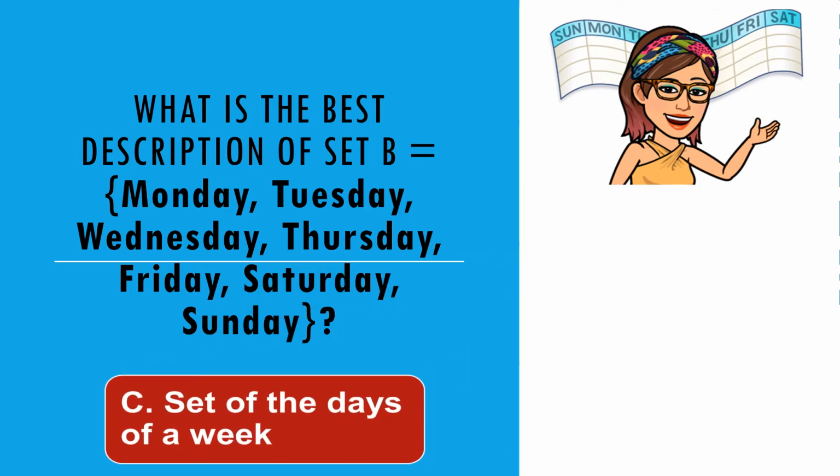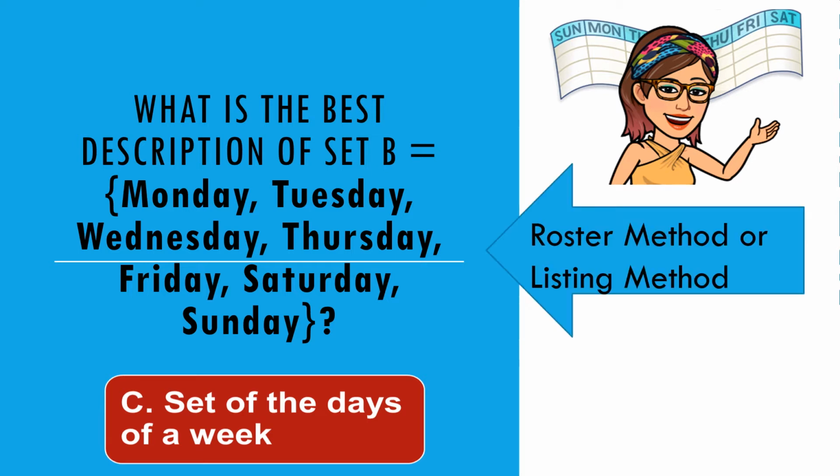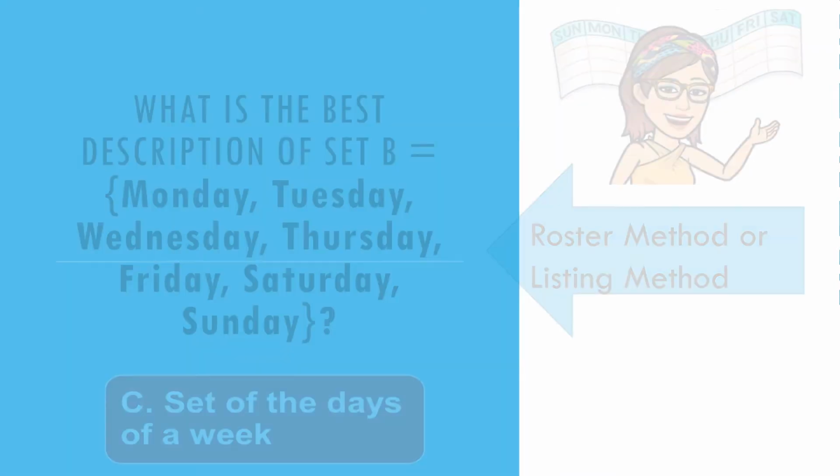A set can be defined by describing the contents or by listing the elements. It is called the listing method or the roster method. We list the elements like Monday, Tuesday, Wednesday, Thursday, Friday, Saturday, Sunday. Listing all the elements, you call this the roster method. Next.